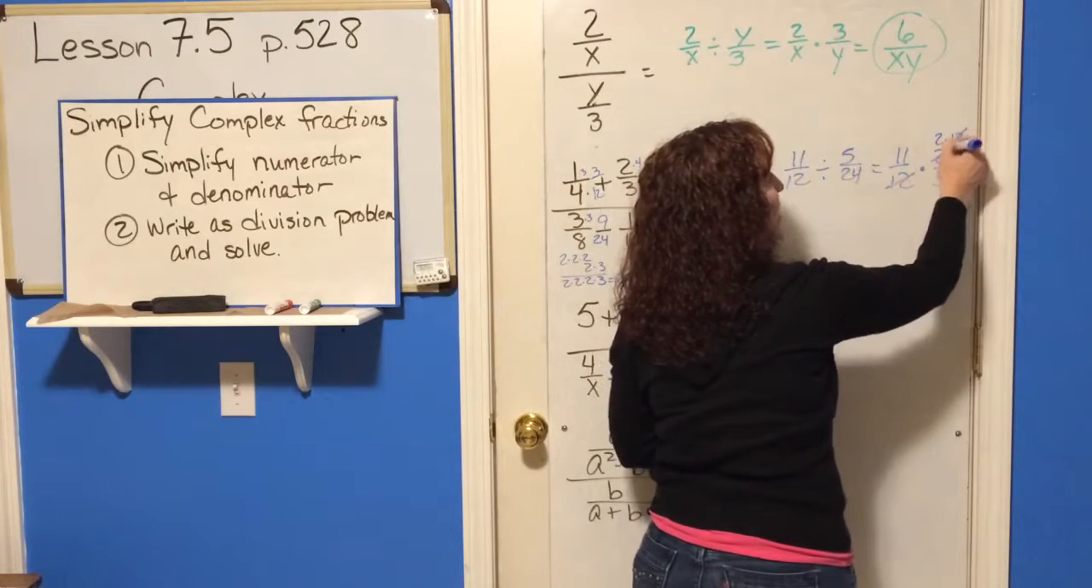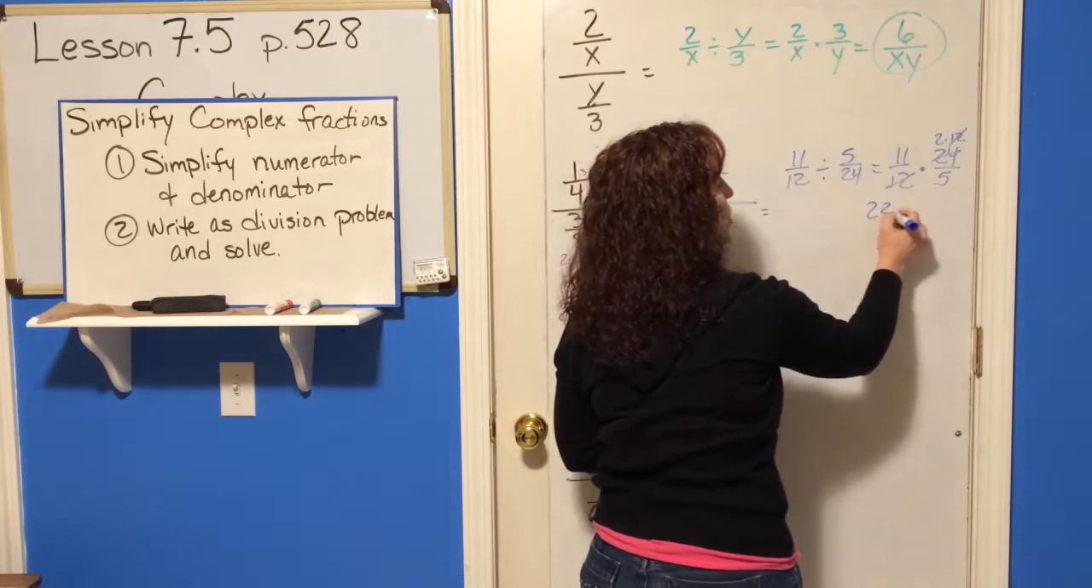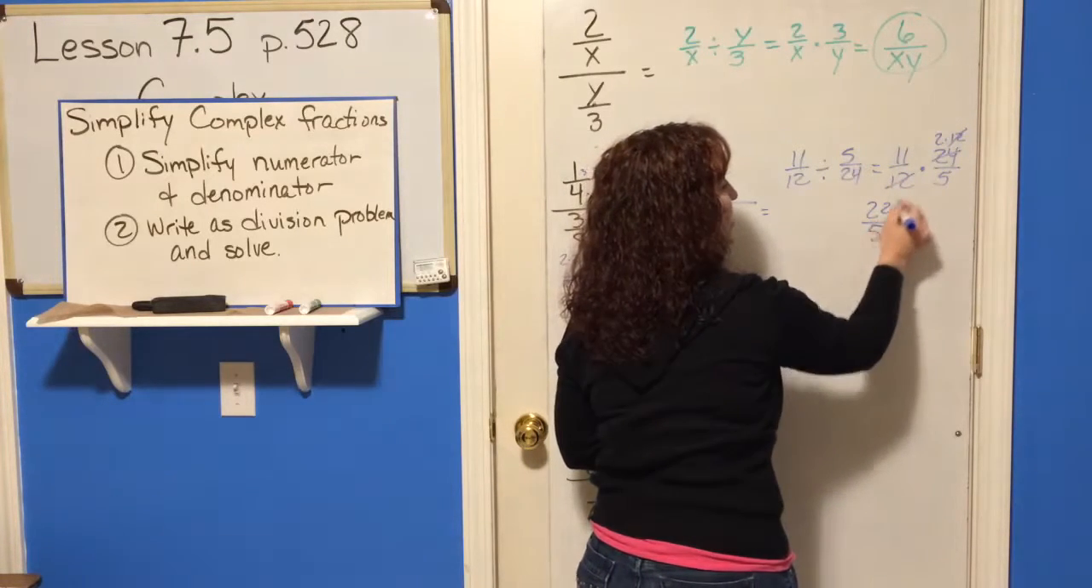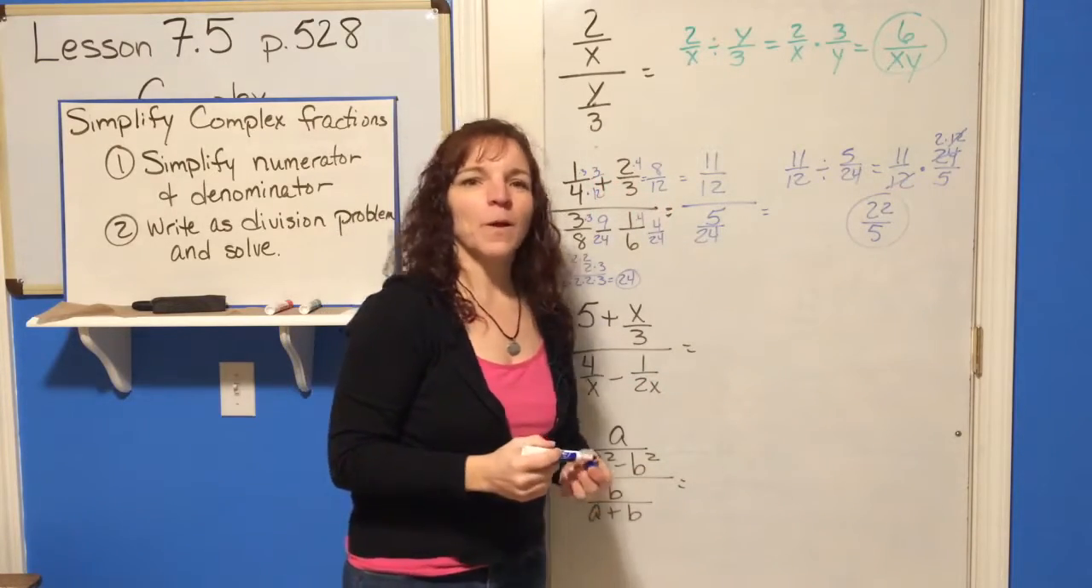So my 12s will cancel. And then multiply straight across. 11 times 2 is 22. And 5 times 1 is 5. 22 over 5. And you can leave those improper fractions.